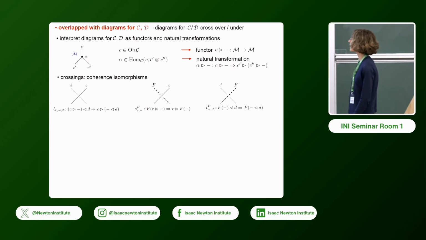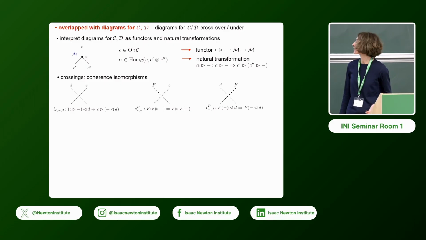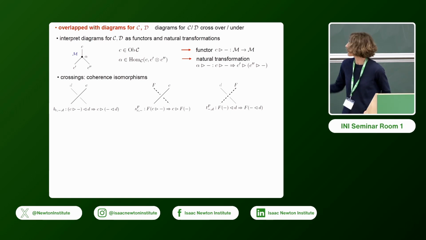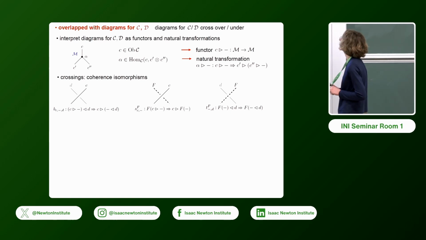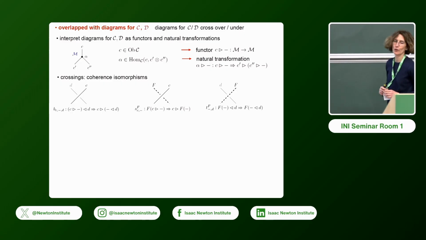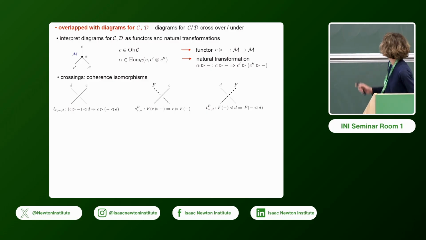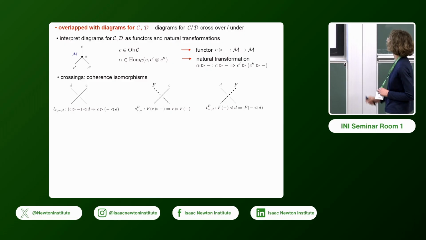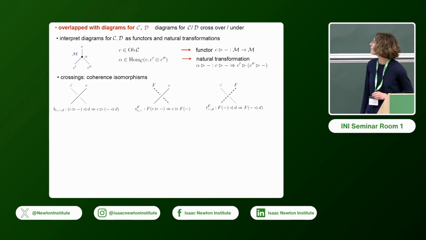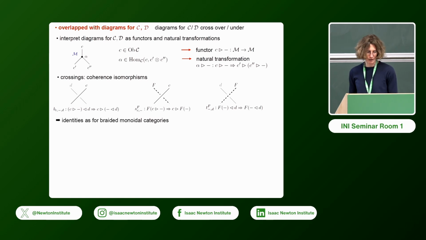So here we have three types of crossings. A CD crossing is labeled with the coherence isomorphism that exchanges the C action and the D action. Then we have a crossing between C diagram and the functor. Here we use the coherence datum for the C module structure of the functor, the compatibility between the functor and the C action. And the last one, we have a crossing between the functor and the D line. We use the compatibility isomorphism for the compatibility of the functor with the D action. So these are the three types of crossings that can occur, and that's what we label them with.